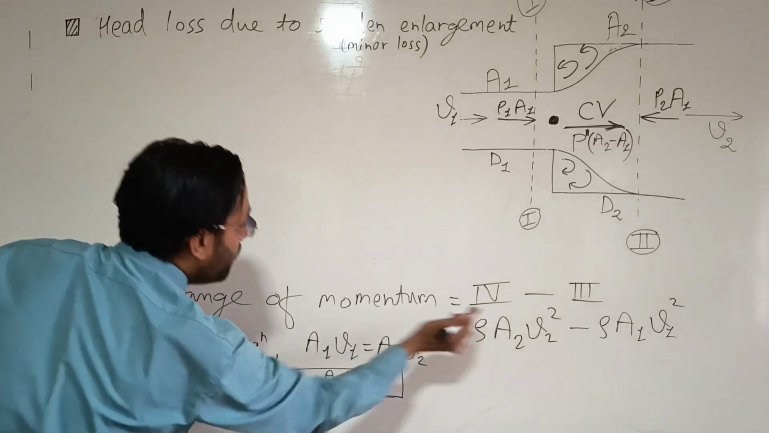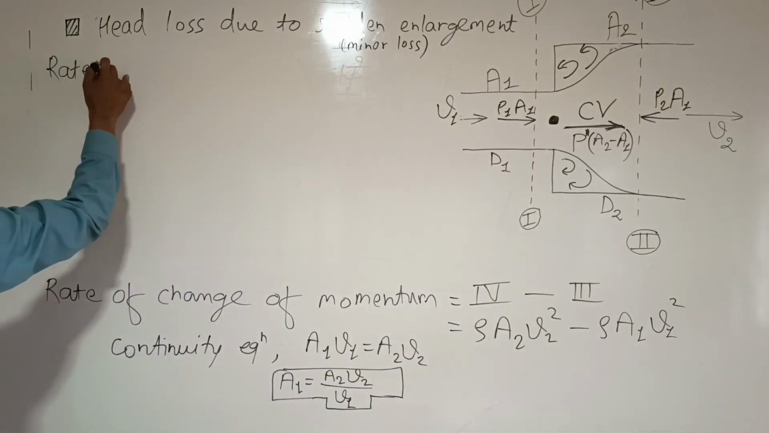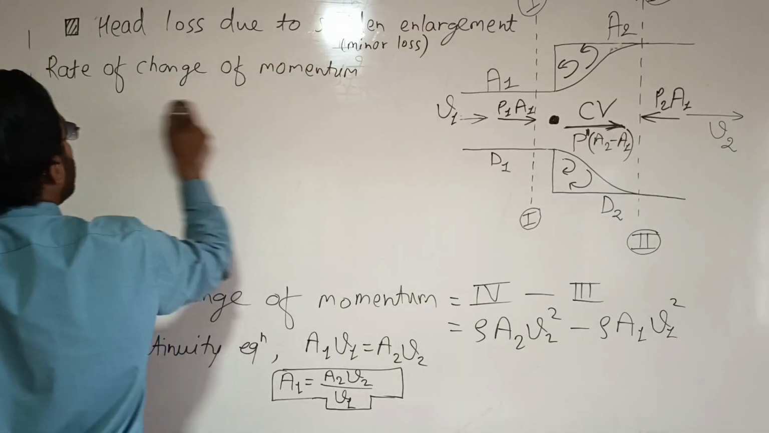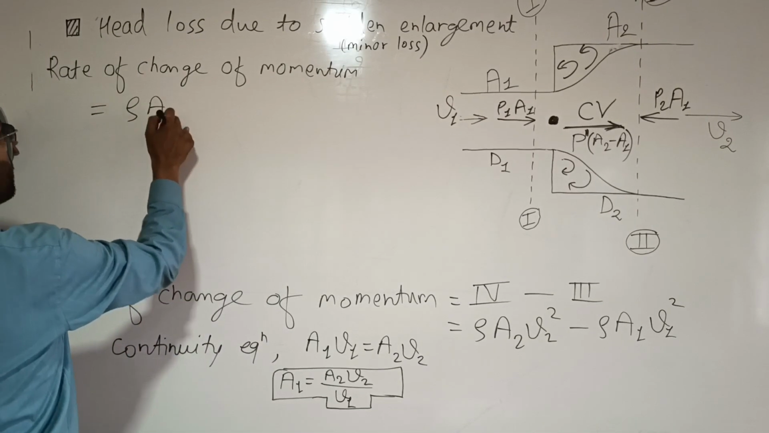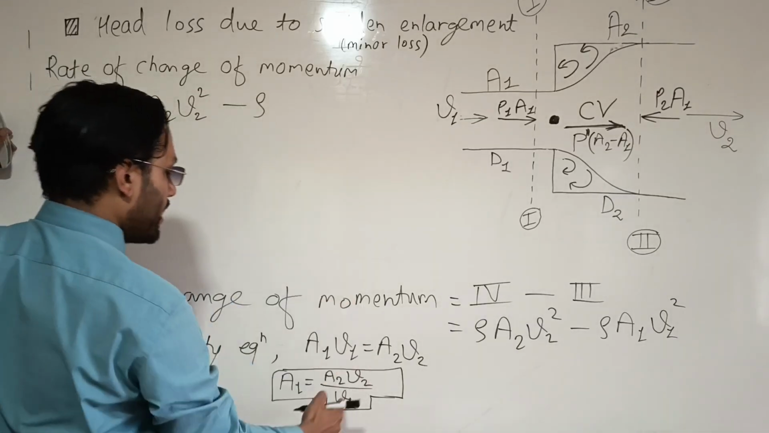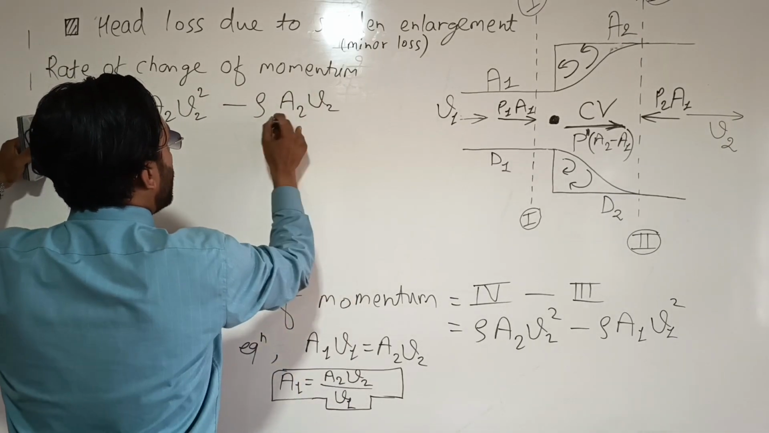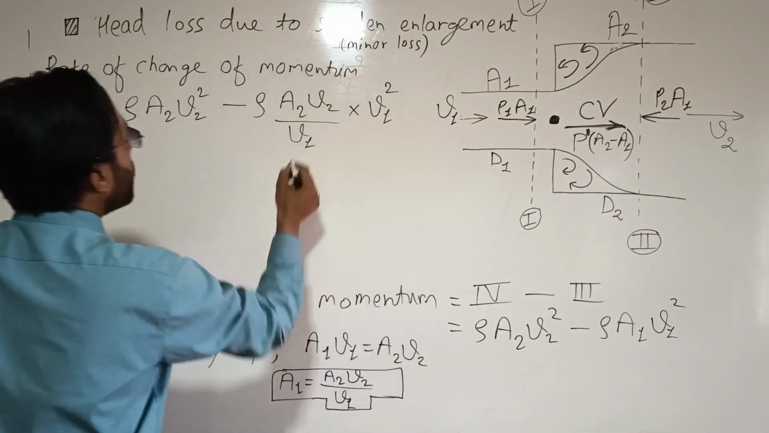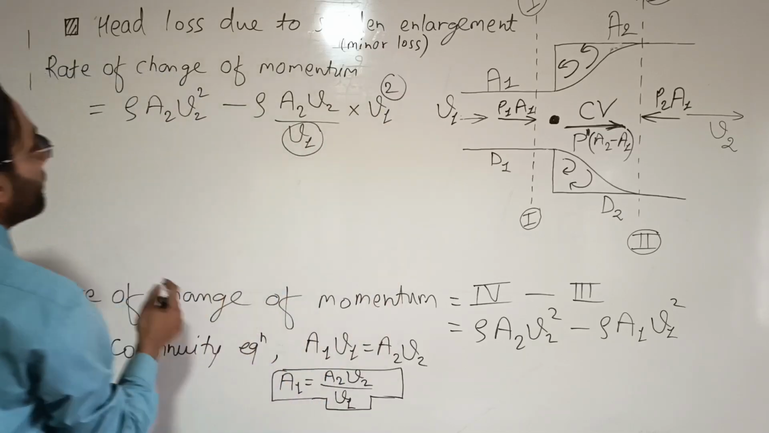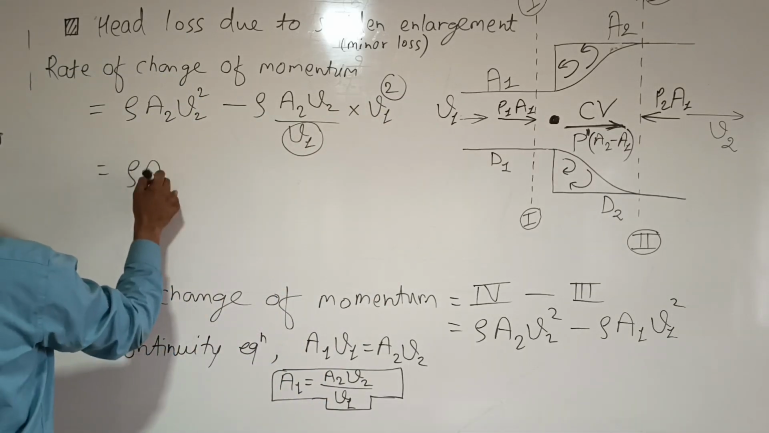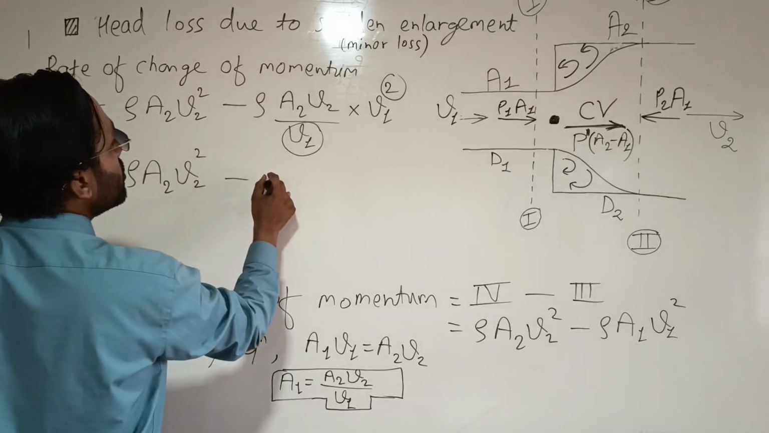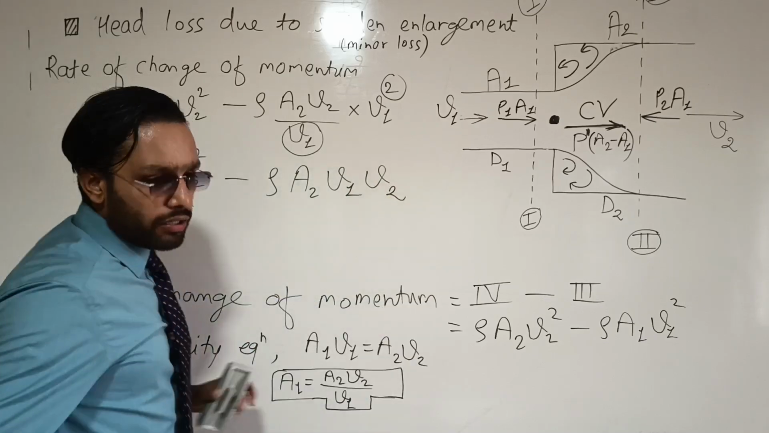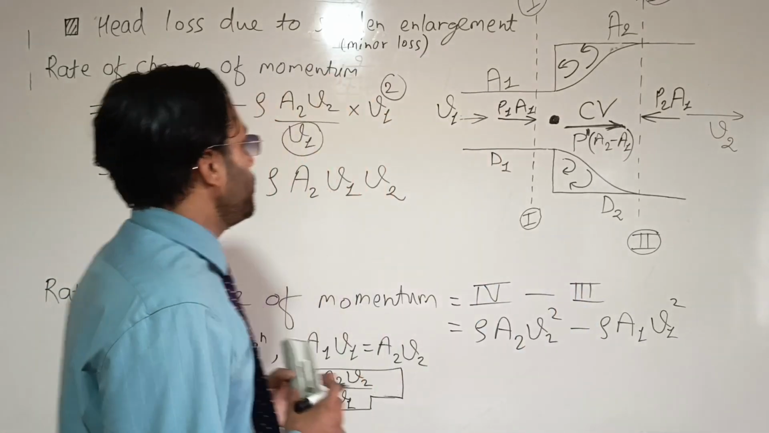So let's substitute this above, that is the rate of change of momentum. When you do this, we are going to get rho A2 V2 square minus rho A1. A1 is how much? A1 is A2 V2 by V1, into V1 square. You are going to cut this V1 and V1. You are going to get rho A2 V2 square minus rho A2 V1 V2.